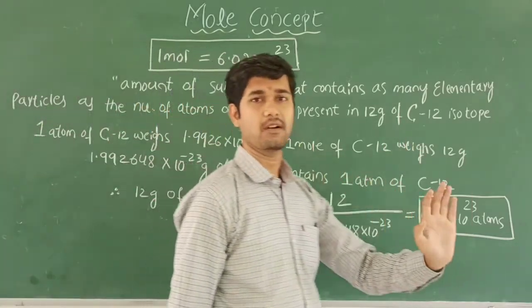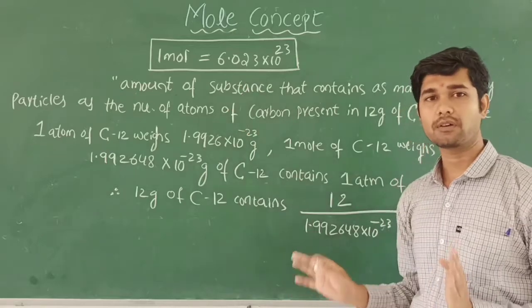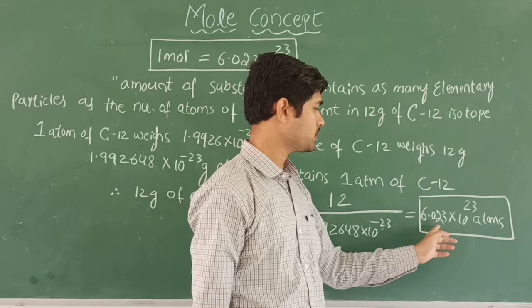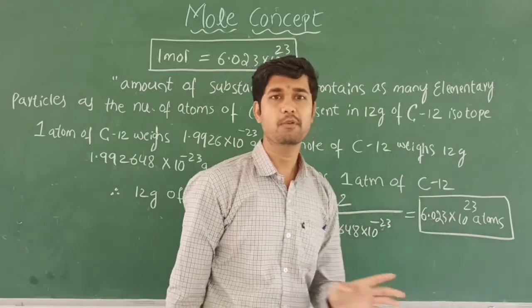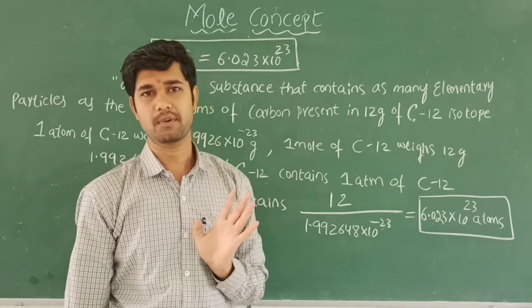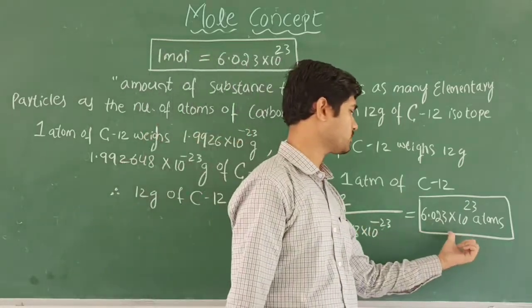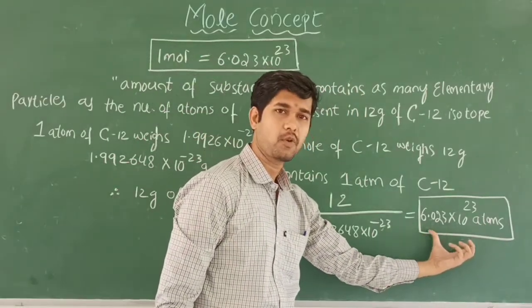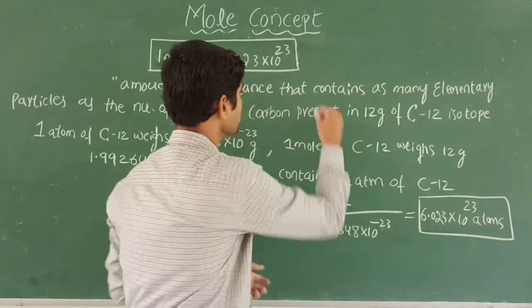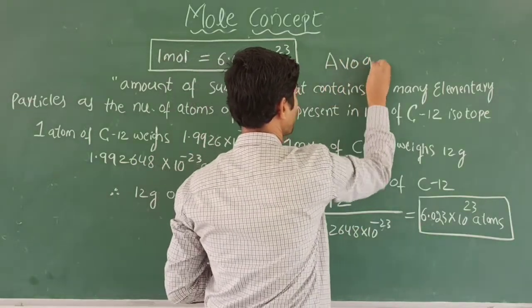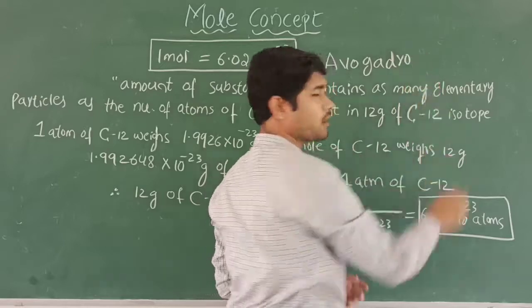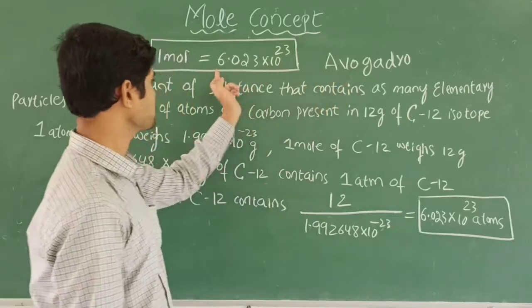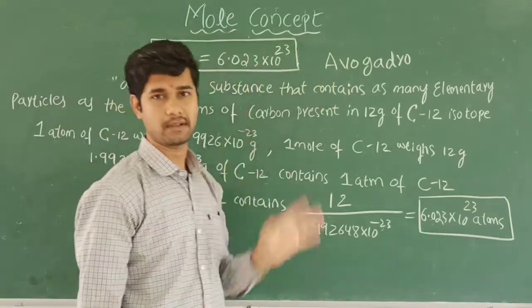So this is the way of how you got this one. So 1 mole of carbon indicates 6.023 into 10 raised to 23 atoms. Simply we are going to call it 1 mole of the carbon. 1 mole of the carbon is nothing but 6.023 into 10 raised to 23 atoms. So this number is going to be called Avogadro number, or we can tell Avogadro constant. That is nothing but 6.023 into 10 raised to 23.